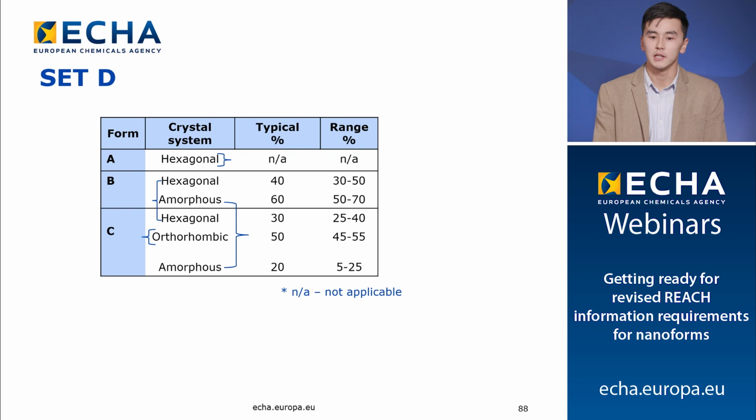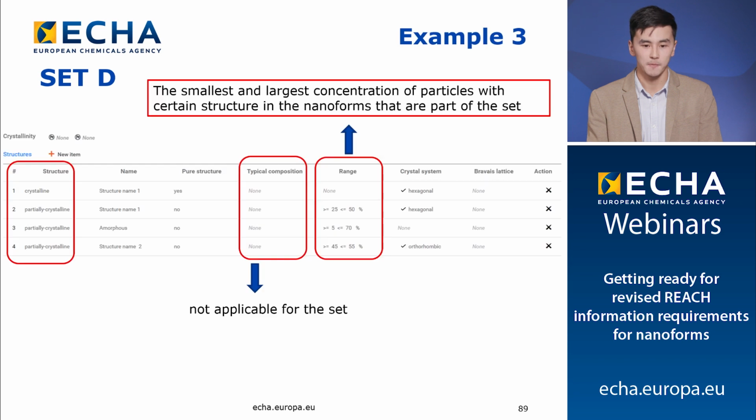Following the same logic, we fill in the information for amorphous structure in the form B and form C together. And the last entry will be created for the orthorhombic crystal system, which is present in the form C. So we obtain the following table.